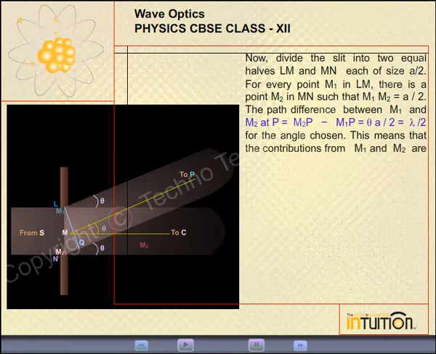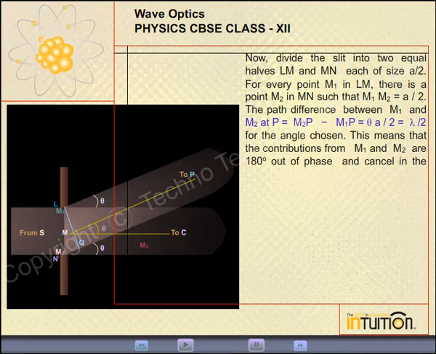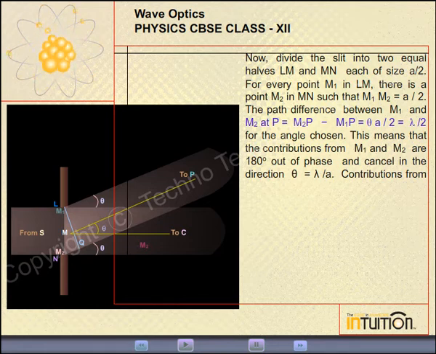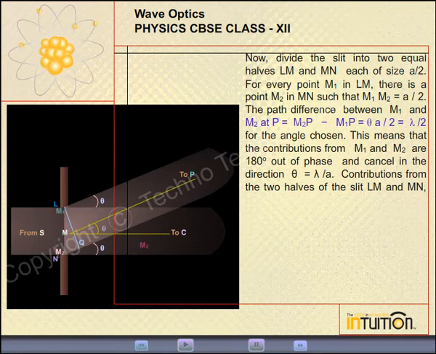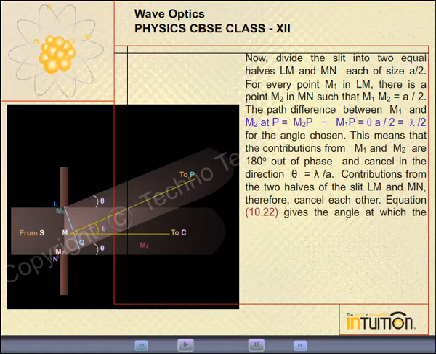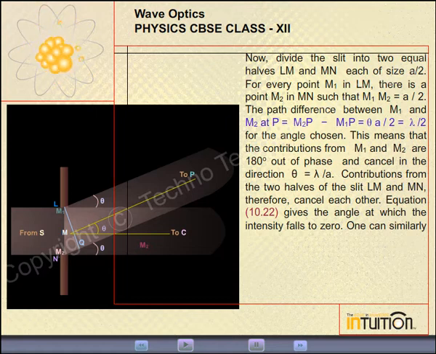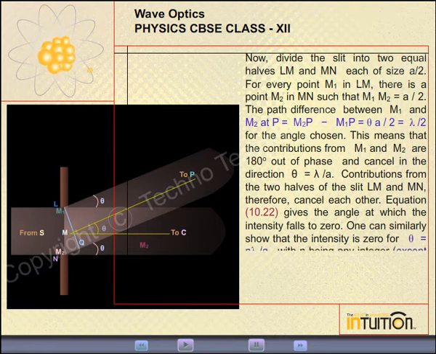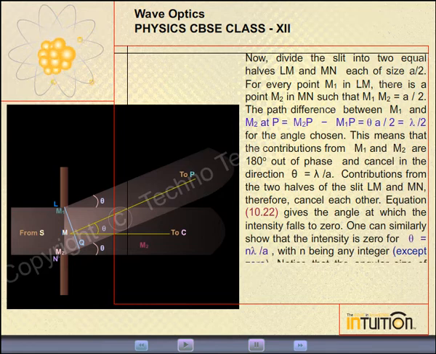This means that the contributions from M1 and M2 are 180 degrees out of phase and cancel in the direction θ equal to λ/a. Contributions from the two halves of the slit, LM and MN, therefore cancel each other. Equation 10.22 gives the angle at which the intensity falls to 0. One can similarly show that the intensity is 0 for θ equal to nλ/a, with n being any integer except 0.